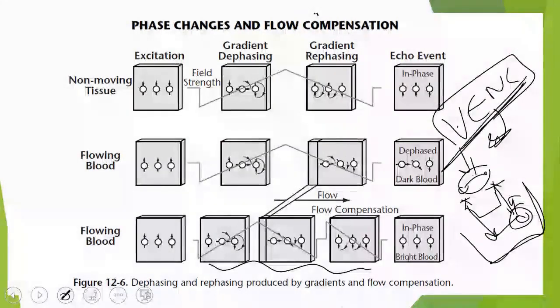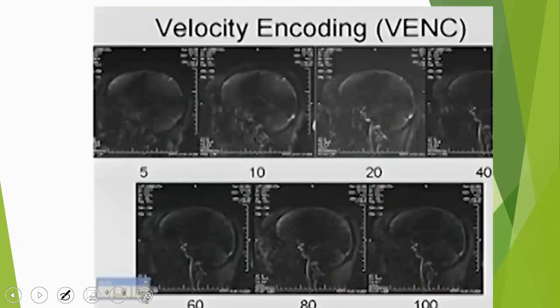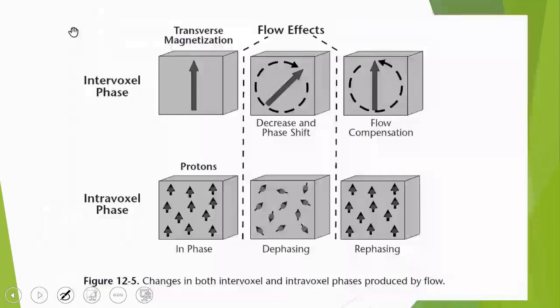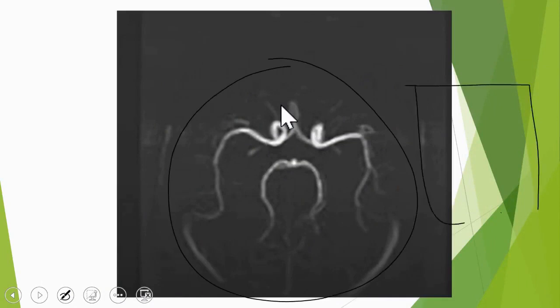From there, a gradient is created. This gradient performs flow compensation. It ensures that your protons are affected while this is happening. What does velocity encoding do? This is how the image appears to you. This image is your case, and you always find it doing this at first, in the beginning.